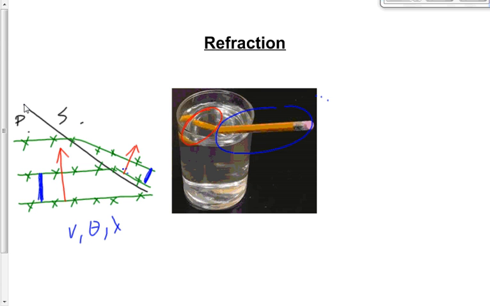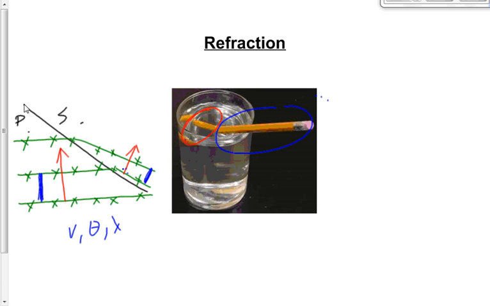Now, as a result of that light coming from the red part of the pencil here, as a result of that light bending, it tricks us into thinking the pencil is somewhere other than where it really is. We think it's where you see it right now, but it isn't. The light bent, and that tricked us into thinking that it was, again, somewhere where it really isn't.